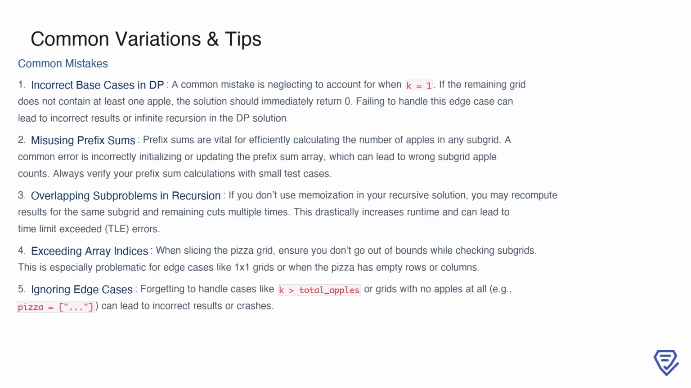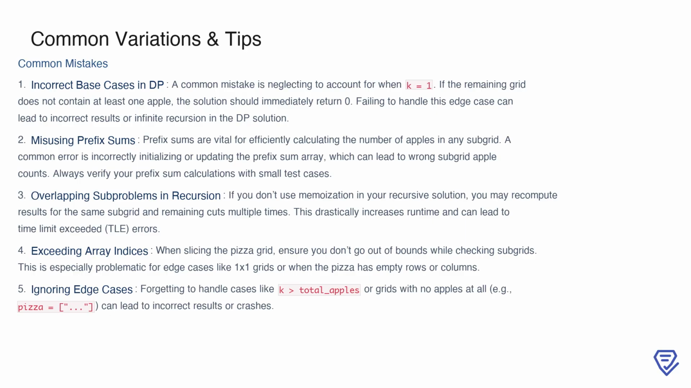Another frequent issue involves the misuse of prefix sums. Prefix sums are essential for quickly calculating the number of apples in any subgrid, but errors in initializing or updating the prefix sum array can lead to wrong apple counts. To prevent this, always test your prefix sum logic with small, simple examples. Additionally, failing to use memoization in a recursive solution can lead to overlapping subproblems, where the same calculations are repeated multiple times. This not only increases runtime but can also cause time limit exceeded errors.